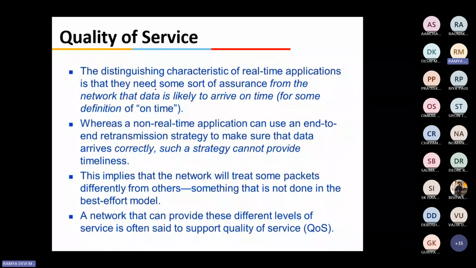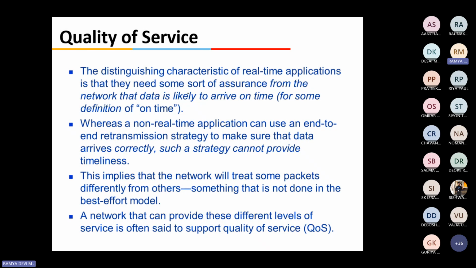Real-time applications and quality of service set real-time applications apart from traditional applications. The assurance must come from the network itself. The network should be able to guarantee some levels of timeliness. Non-real-time applications can use retransmissions to ensure accuracy. Real-time applications cannot rely on such strategies, right?